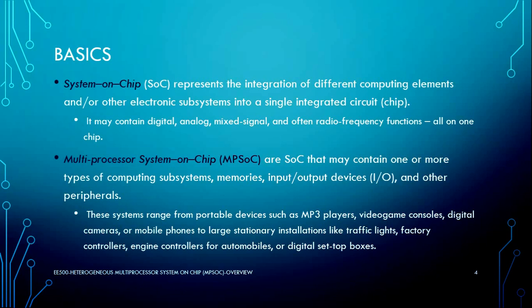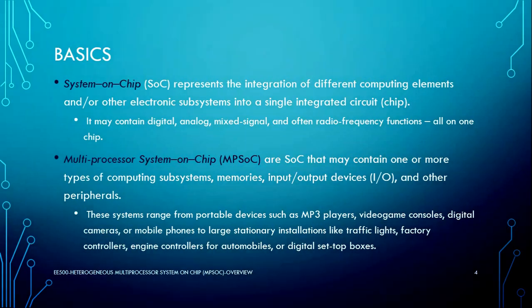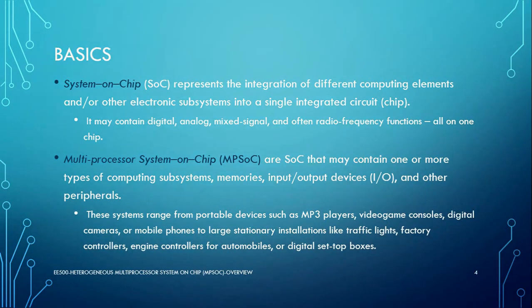To increase its functionality and capabilities more, we add more computing elements or CPUs to form a multiprocessor system on chip. It consists of more than one computing subsystem, more memories, IO devices and other peripherals. Such MP-SoCs can be found in MP3 players, video game consoles, digital cameras and mobile phones. It can be found from a small set-top box to industrial level controllers. So MP-SoCs are found everywhere.